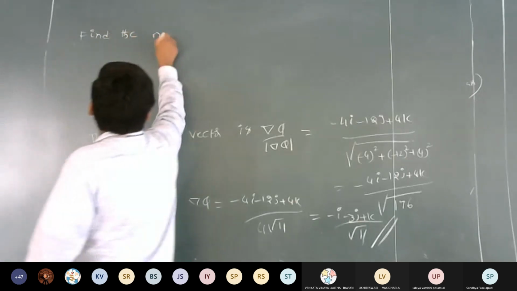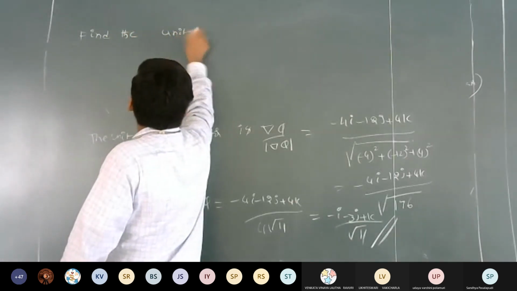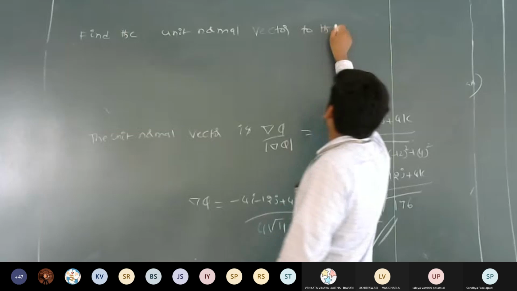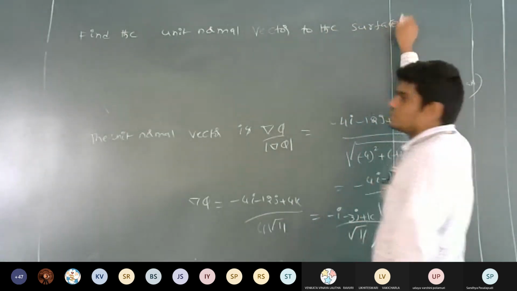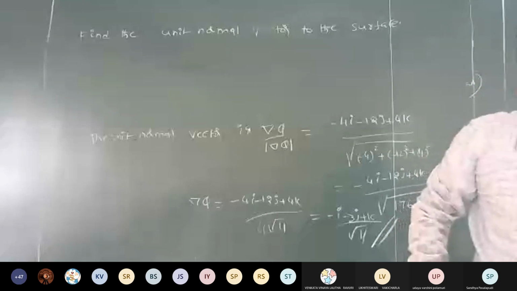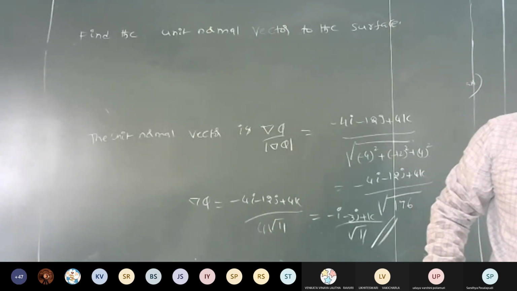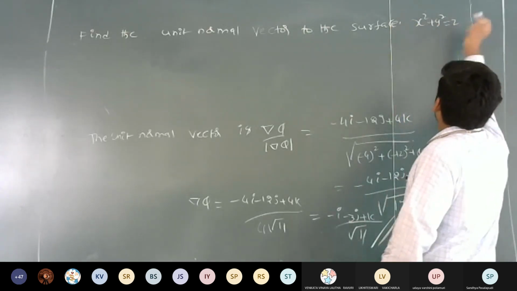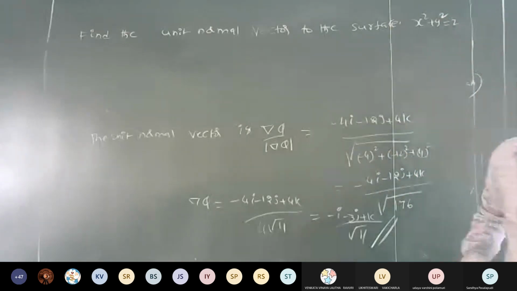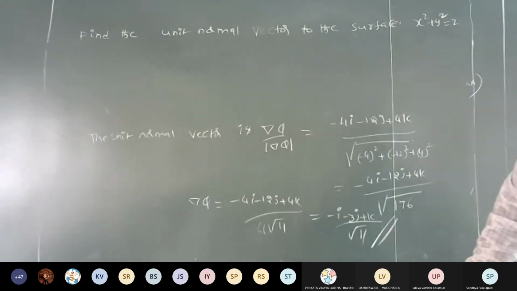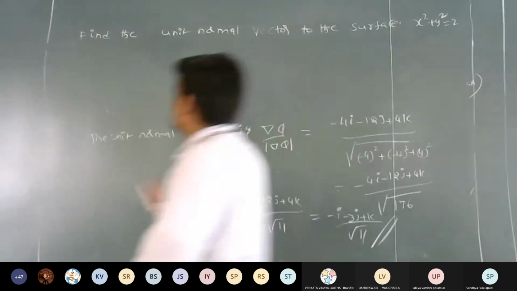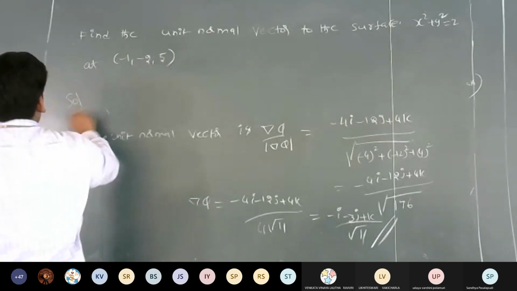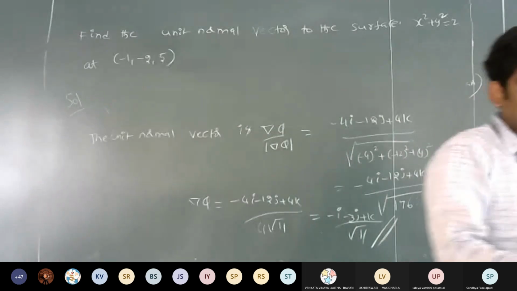Find the unit normal vector to the surface x square plus y square is equal to z at the point minus 1 comma minus 2 comma 5.